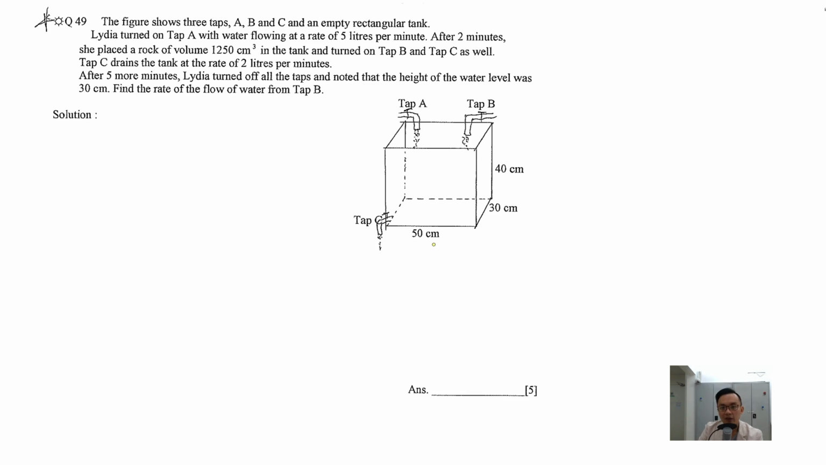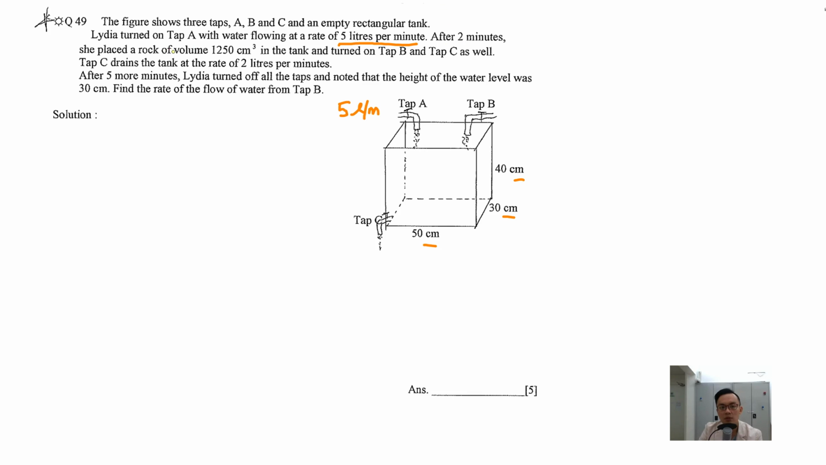Okay, now we are firmly in the land of complicated volume and rate questions. So let's jump in. The figure shows 3 taps, all right, tap A, tap B, and tap C, and an empty rectangular tank. So the rectangular tank is 50, 30, and height is 40. Lydia turned on tap A with the water flowing at 5 liters per minute. So I'm going to write this here, 5 liters per minute.